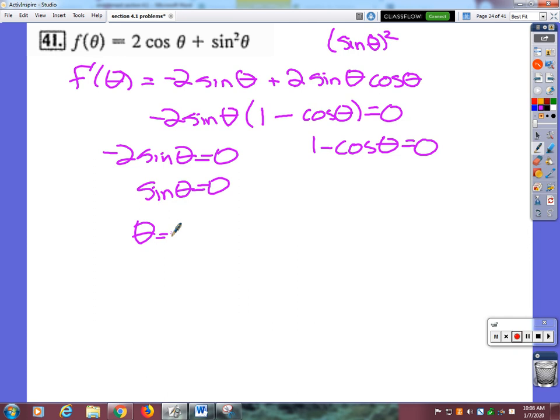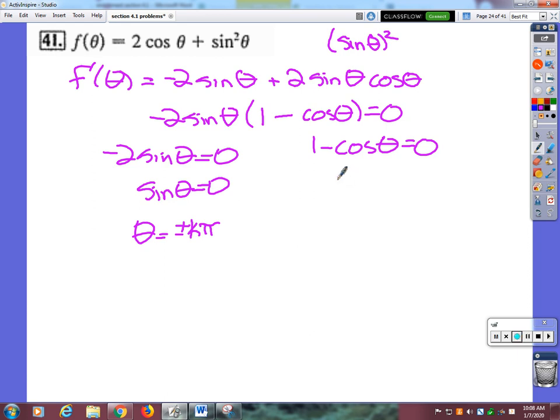Where does the sine function equal 0? What? At 1? Nope. Pi and 0 and 2 pi and any multiple of pi. Yeah, so theta is going to equal plus or minus k times pi, and k is any whole number.